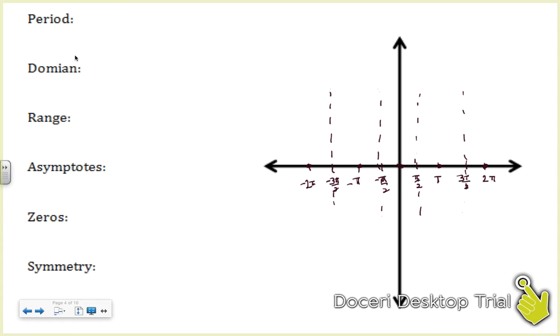Okay. I'm going to tell you tangent looks very similar to a cubic. It follows the asymptotes, like so.